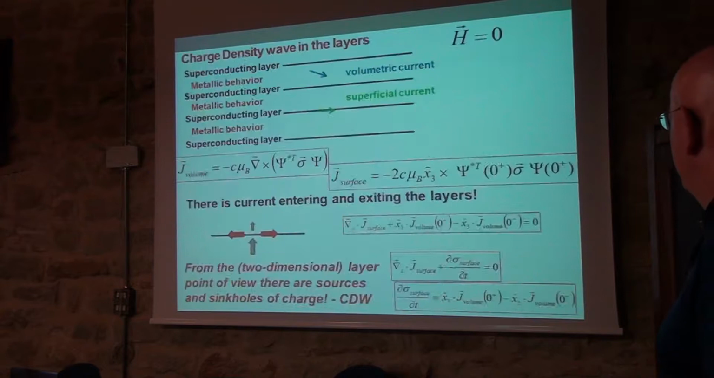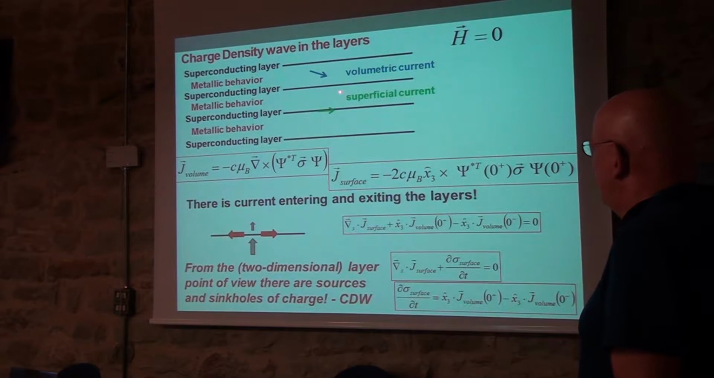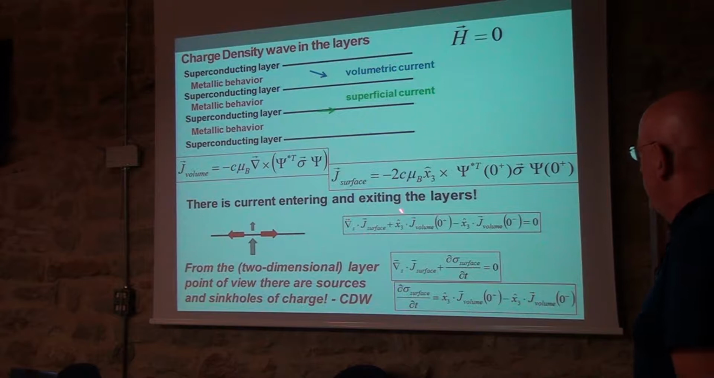An important consequence of these equations is that I have volumetric current and surface current, as obtained from the equations, but the divergence of the current is equal to zero. After all, this is just magnetostatics. But the divergence of the surface current is not zero. It's equal to this continuity given by the volumetric current.